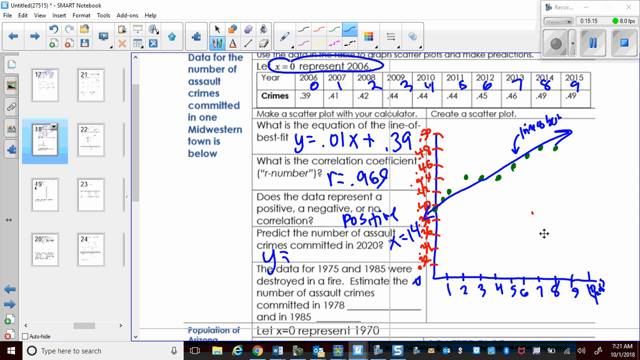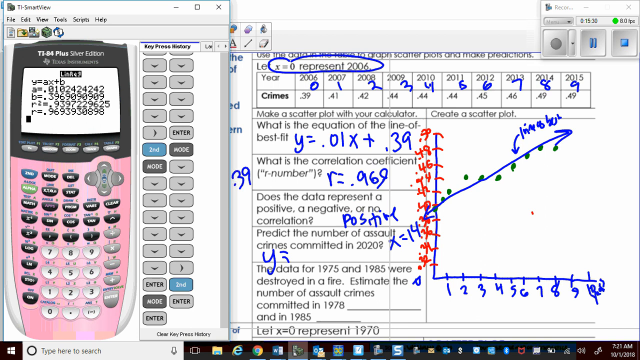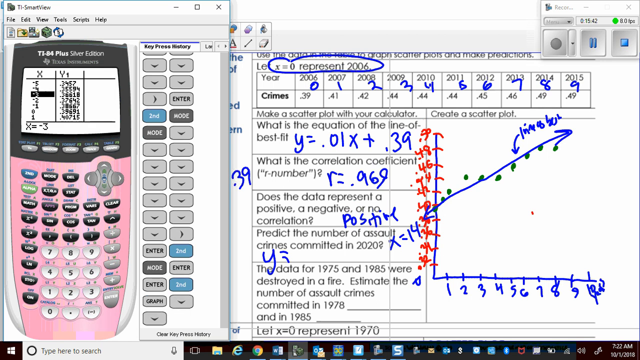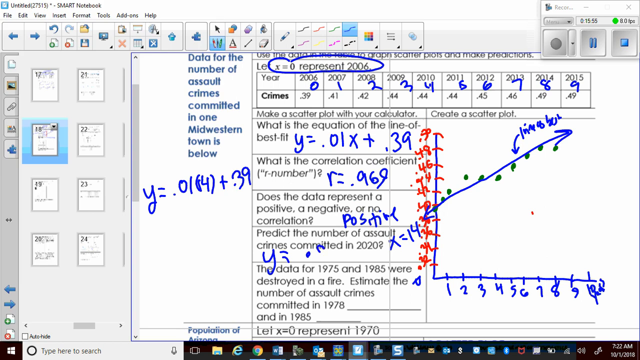You can either just plug it into the formula this way, plus 0.39, or you can use your calculator. I prefer to go to my calculator. I already had you store this formula. We're going to practice that in a different part of this lesson. We already stored it, and we go to second graph, and I'm going down to where x equals 14 to stand for 2020. And we're looking at a statistic of 0.5403. Y equals 0.5403 in about 14 years.